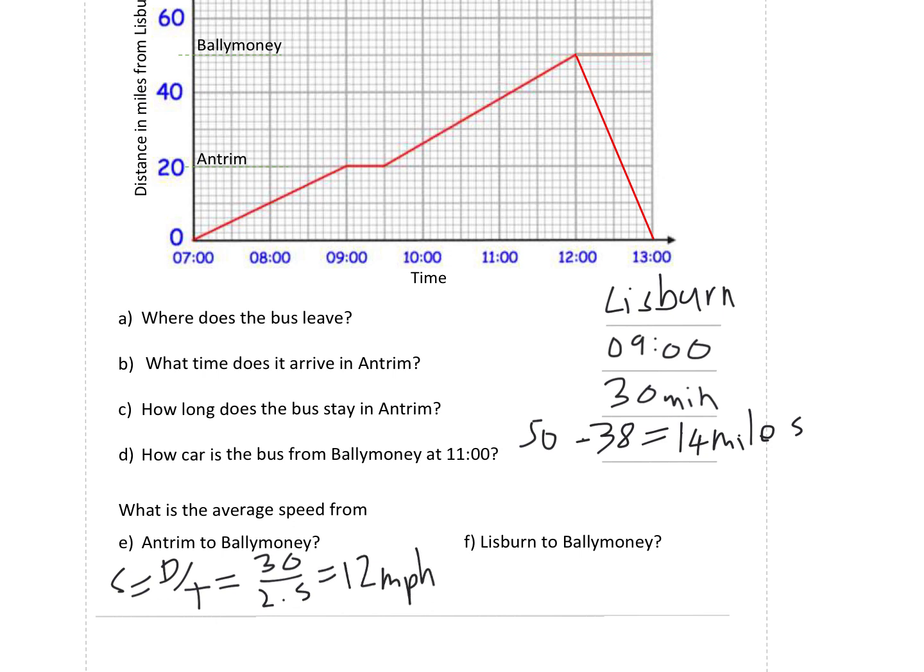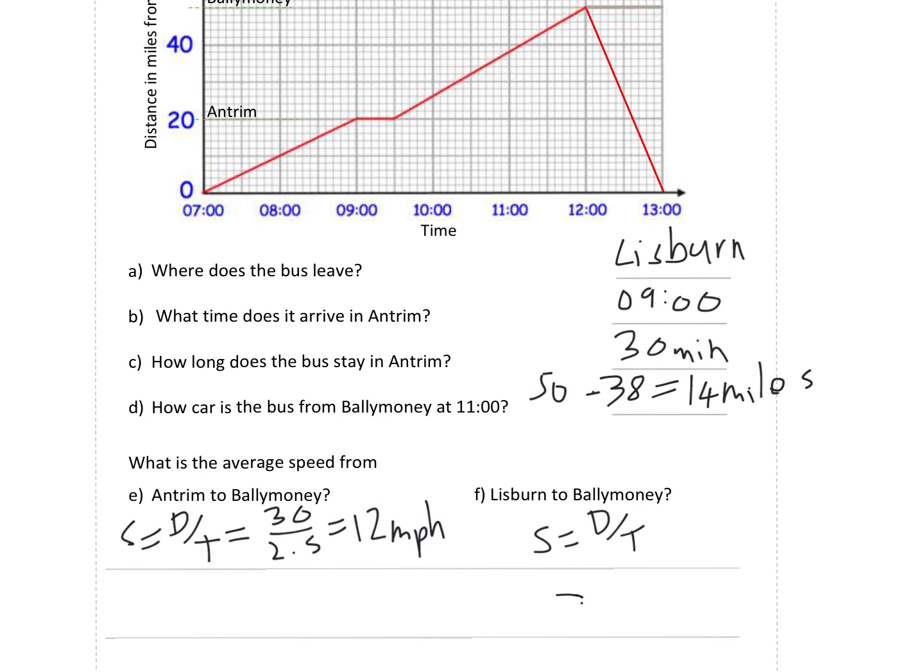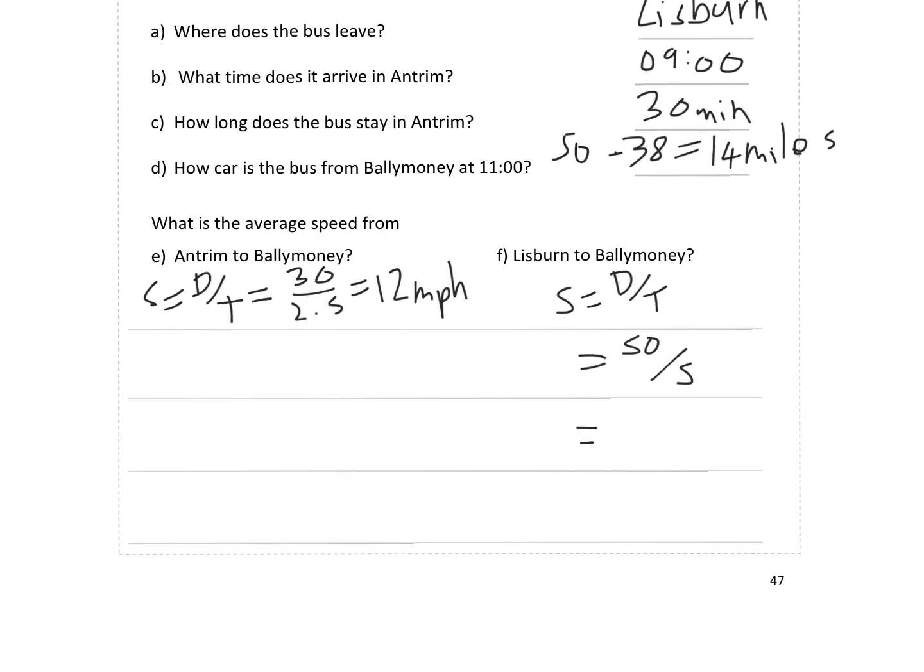What is the average speed from Lisburn to Ballymoney? Well, Lisburn to Ballymoney is this whole journey. So that's going to be 50 miles. So I should say average speed again. Speed is distance divided by time. So distance is 50. And the time, in total it takes 1, 2, 3, 4, 5 hours to get to Ballymoney if you're leaving from Lisburn. So 50 divided by 5, that will give you 10. So the average speed is 10 miles per hour.